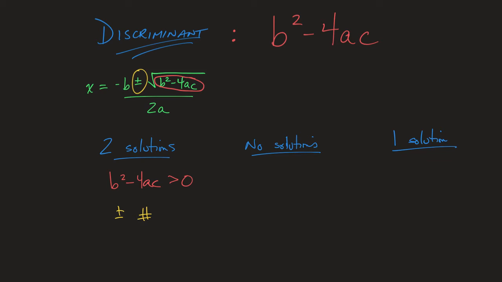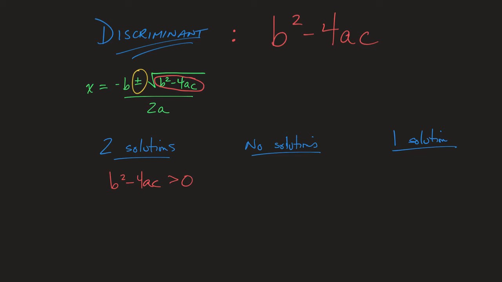So how do I get two solutions? I make my plus or minus mean something. That means my root has to be something that I calculate to give me a value where plus or minus matters. Okay, b squared minus 4ac must be positive.